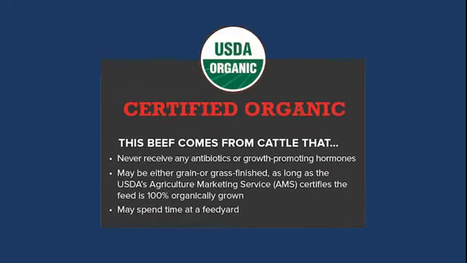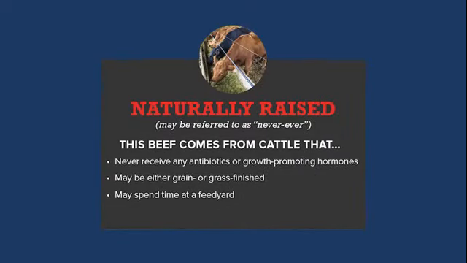Certified organic. This beef comes from cattle that never receive any antibiotics or growth promoting hormones, may be either grain or grass finished as long as the USDA's Agricultural Marketing Service certifies the feed is 100% organically grown, and may spend time at a feed yard. Naturally raised, which may be referred to as never ever. This beef comes from cattle that never receive any antibiotics or growth promoting hormones, may be either grain or grass finished, may spend time at a feed yard.